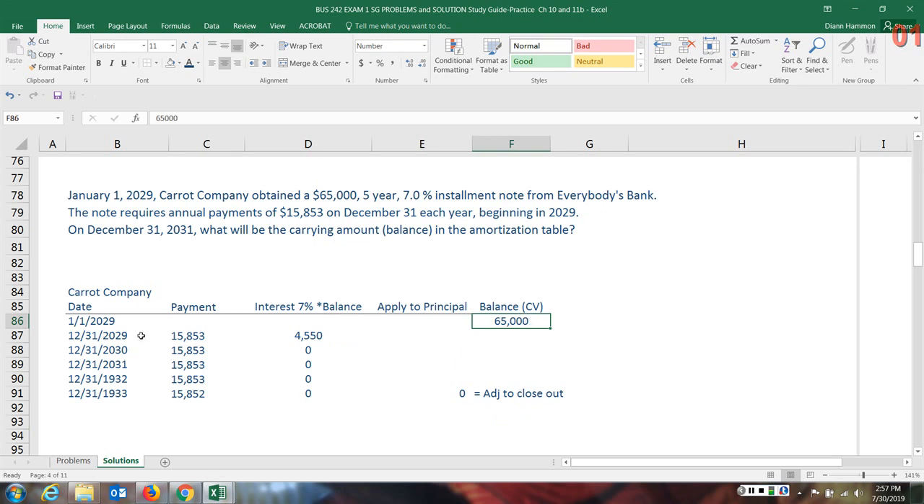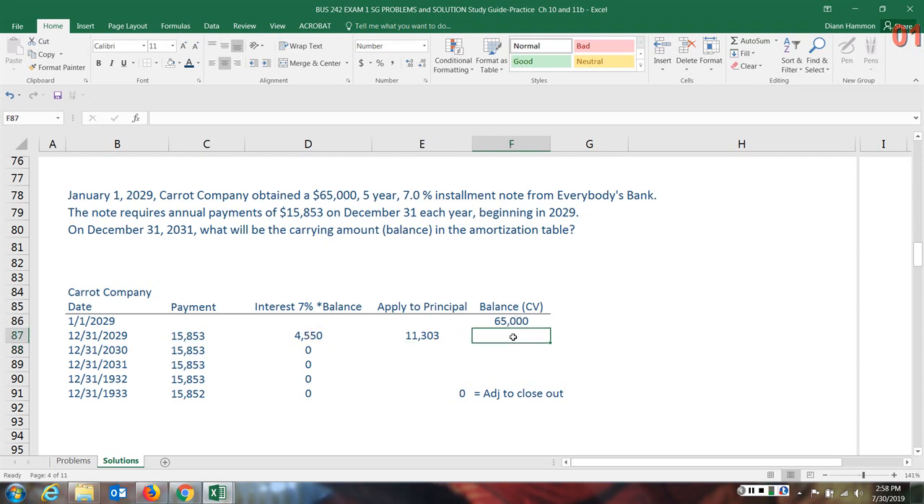At the end of 2029, the payment is made, $15,853. Again, this amount's given to us. Now we need to calculate the amount that will be applied to interest. If you look up in the formula bar, you'll see that it is the $65,000 times 7%. This is for a full year payment. So $4,550 will be applied toward the interest. That means we're going to take the full amount of the payment, $15,853, subtract the amount that's being applied to the interest. So the amount that will be applied to the principal is $11,303.